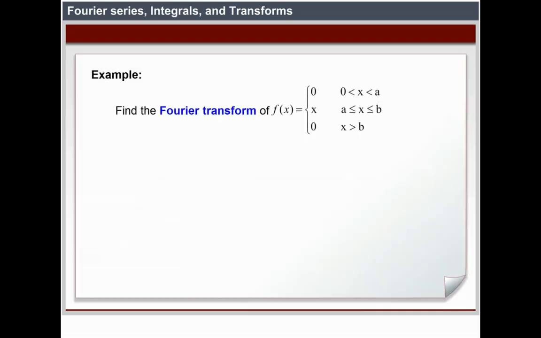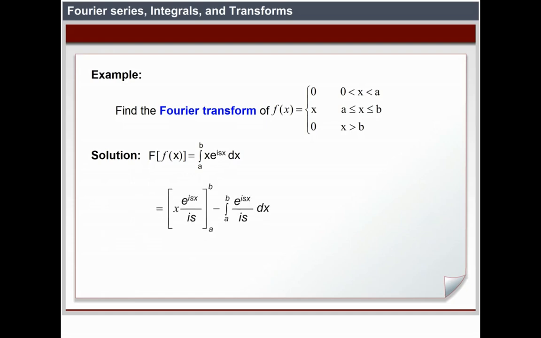Example. Find the Fourier transform of f of x equals 0 for 0 less than x less than a, x for a less than or equal to x less than or equal to b, 0 for x greater than b. Solution. F of f of x equals, we need not say small f of x, it is very understandable. Better to say F of x equals integral a to b x into e power isx dx, which equals x into e power isx divided by is with limit a to b, minus integral a to b e power isx by is dx.